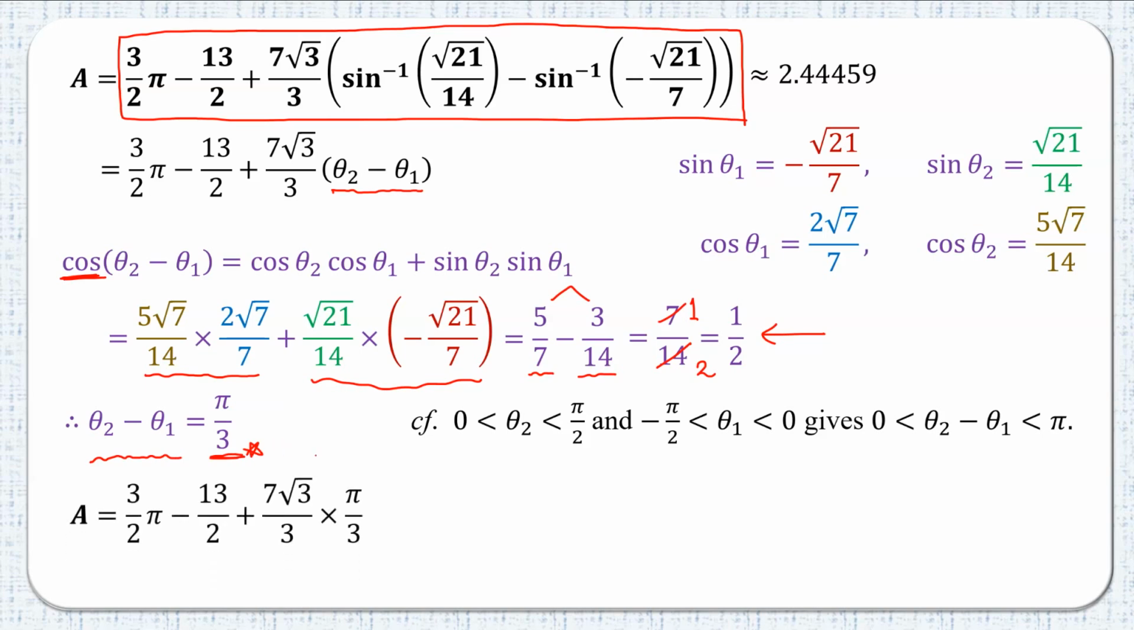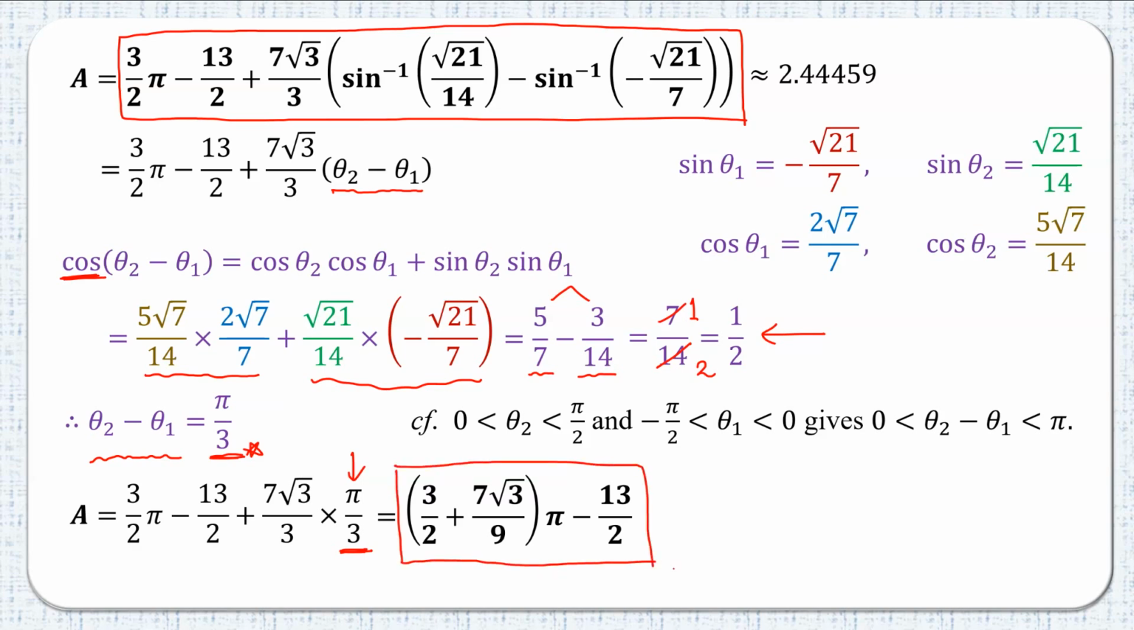Therefore, in our expression for the area A, we can use pi over 3 here, which gives 3 over 2 plus 7 square root of 3 over 9 pi minus 13 over 2, which is the alternate form that I obtained from Wolfram Alpha. And I gotta say, what a beautiful answer!